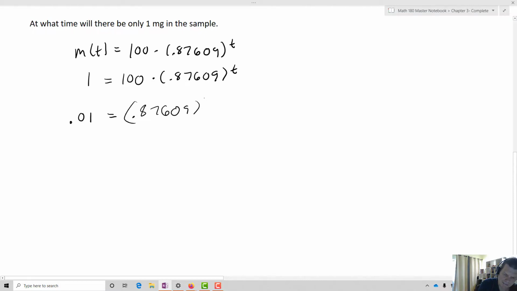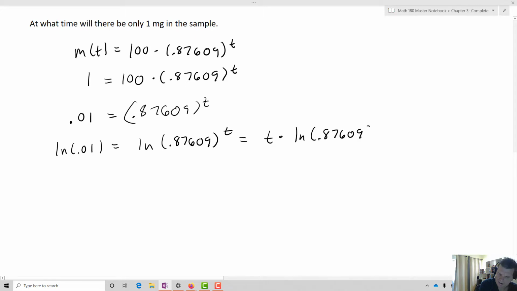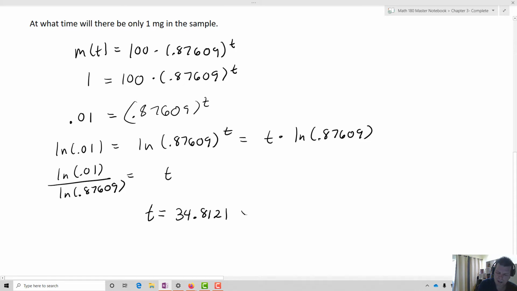Then we'll take the natural log of both sides. The natural log of 0.01 equals the natural log of 0.87609 to the t, which then equals t times the natural log of 0.87609. So t equals the natural log of 0.01 divided by the natural log of 0.87609. When we plug that into our calculator, we get t equals 34.8121 years.